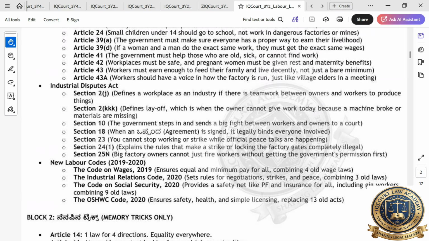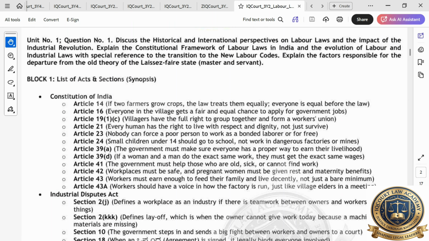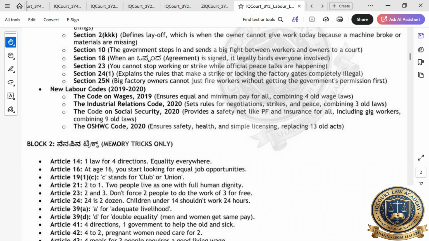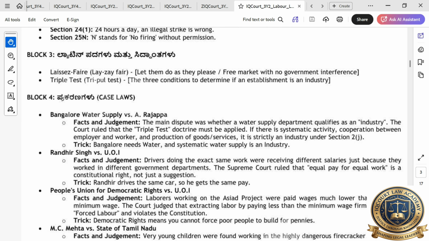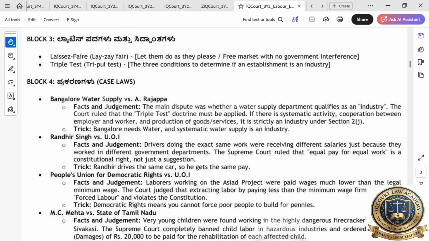Block 1 is the section. What it says, in a simplified manner, we are explaining. In block 2, we explain, giving you the tricks how to remember the section. In block 3, we are explaining the Latin words. What does it mean? Laissez-faire: let them do as they please. Free market with no government interference. So the government should not interfere with the master and servant. That was the doctrine earlier they were using.